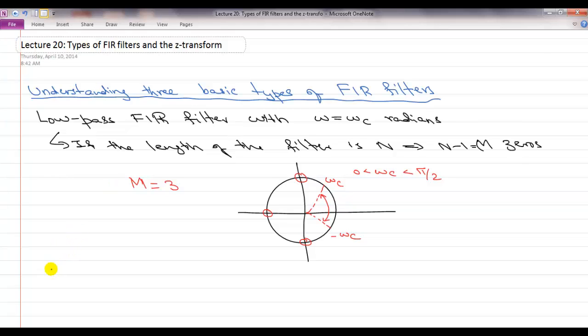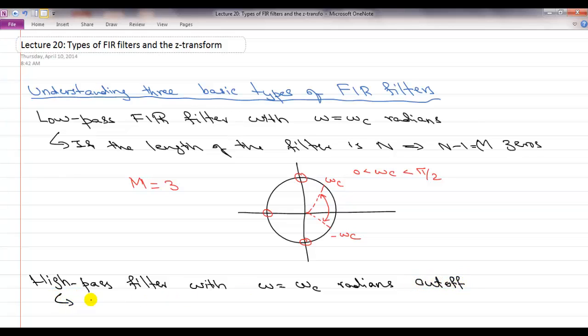So let's now move on to the case of the high pass filter, which is another type of filter that you often encounter, with cutoff omega equal to omega c radians. So we'll again assume that the filter has length n, which means that it has m equal to n minus 1 zeros.